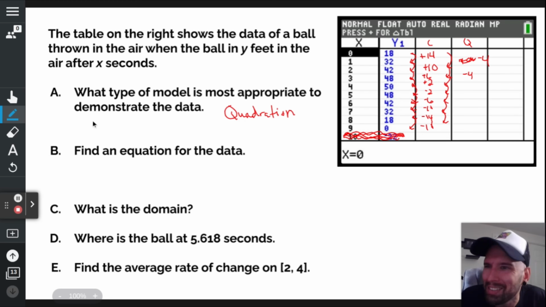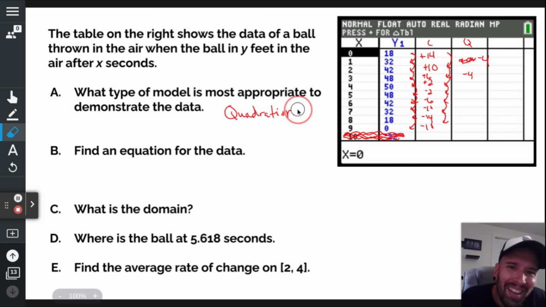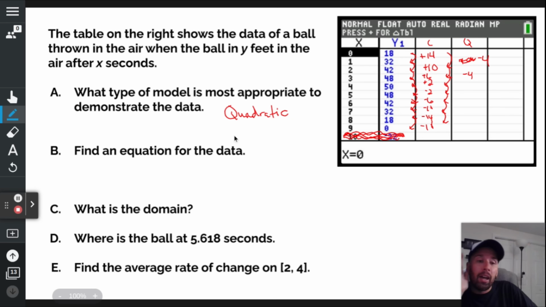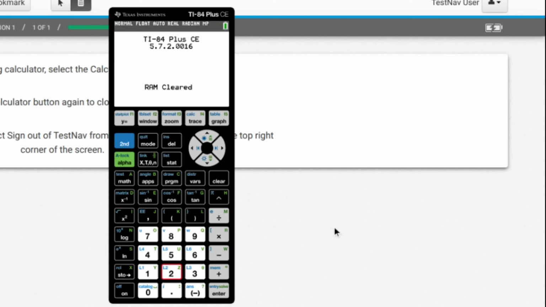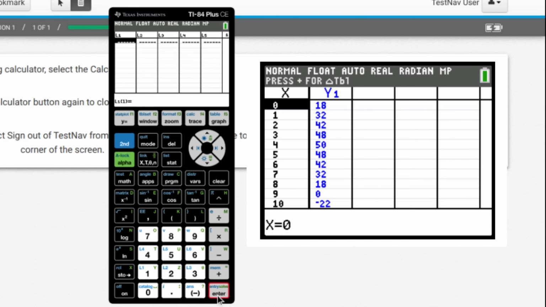Oh my gosh, quadration? That's what happens when I talk and write at the same time. I'm not a wordsmith. It's quadratic. Find the equation for the data. Calculator. All right, we're almost at the end. We know we have a quadratic function, so let's go to stat, let's go to edit, and let's plug it all in. 0, 1, 2.